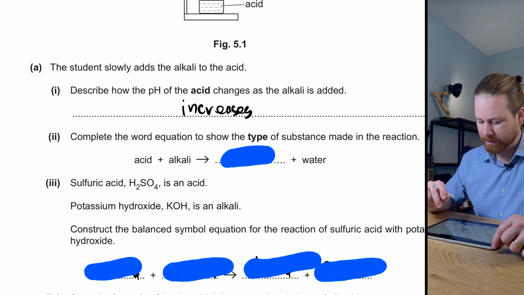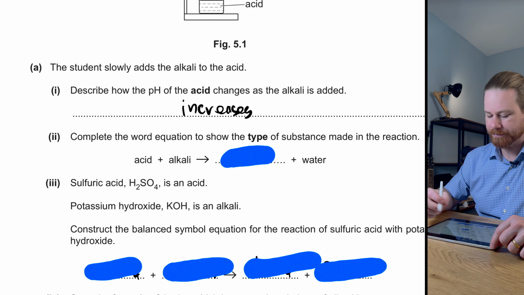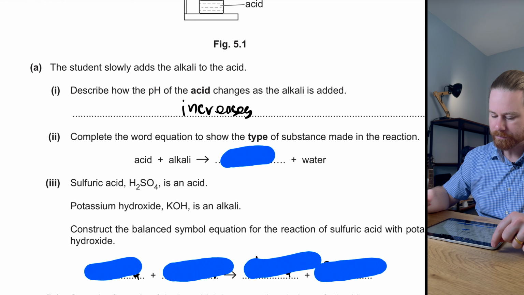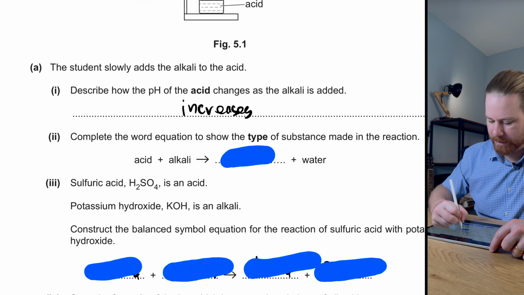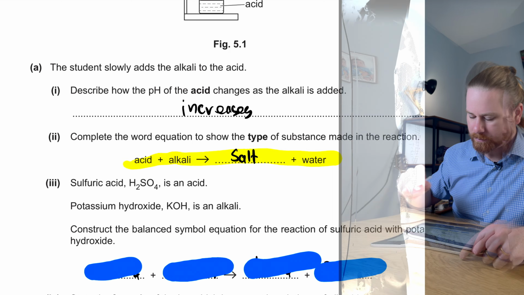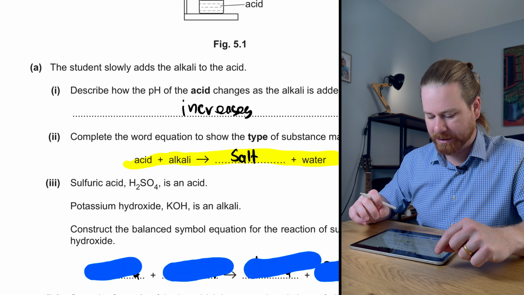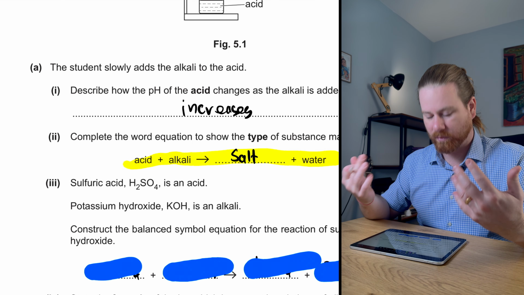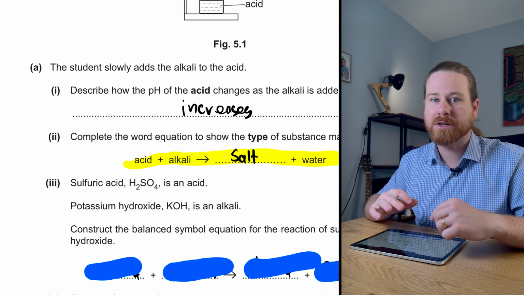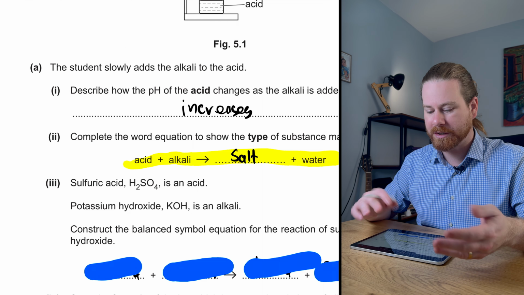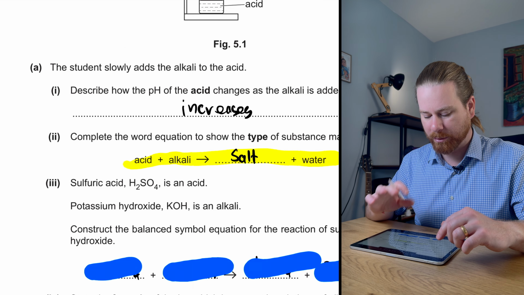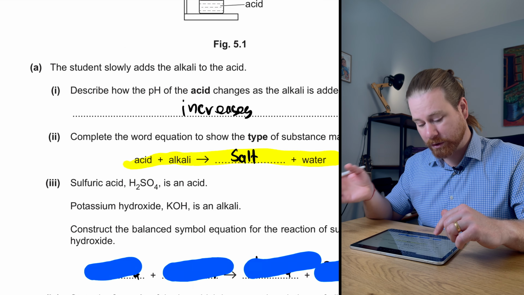Complete the word equation to show the type of substance that is made in the reaction. So this is one of the classic acid reaction questions. And we have to have a salt, but we need to remember, definitely remember these equations here, because they come up a lot and lots of marks are associated with them. Once you've got the equation, you then need to write an actual equation, and they could ask you to do some moles calculations as well. So definitely remember: an acid plus an alkali is salt and water.